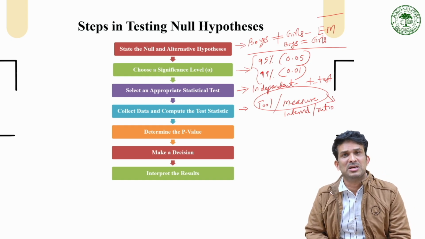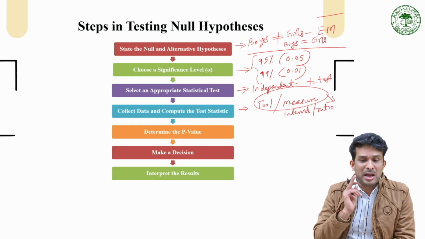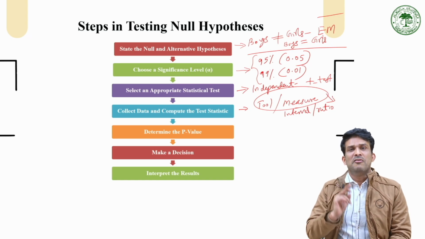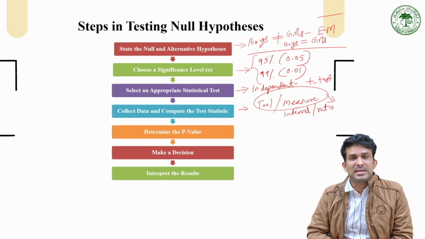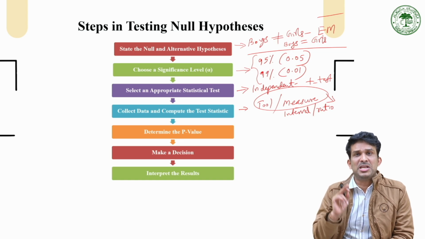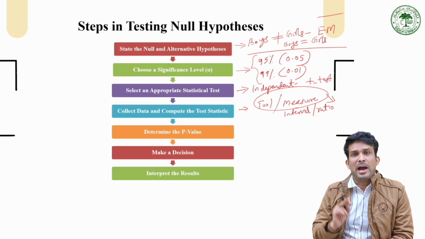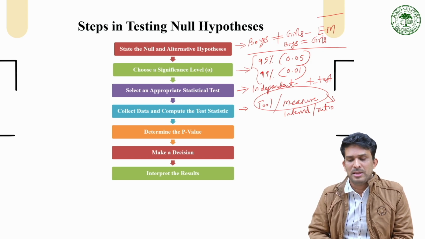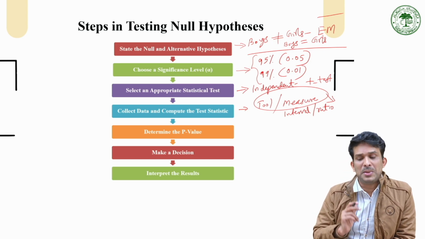Why? What is the concern? Yes, it is a parametric test. The independent sample t-test is a parametric test. For a parametric test, the variable should be observed in either interval or ratio scaling. Got an idea? Yes. Now determine the p-value.